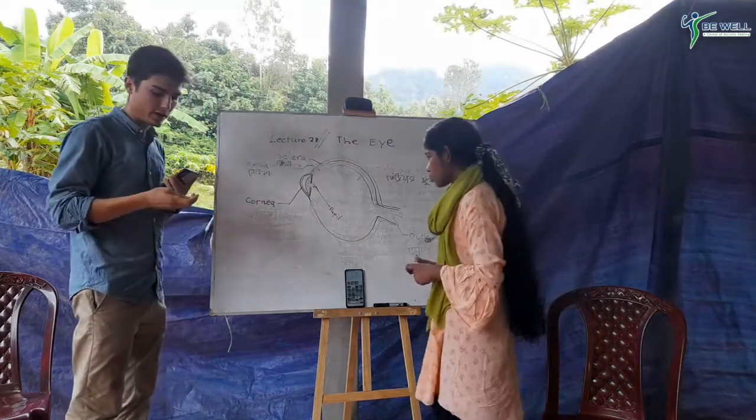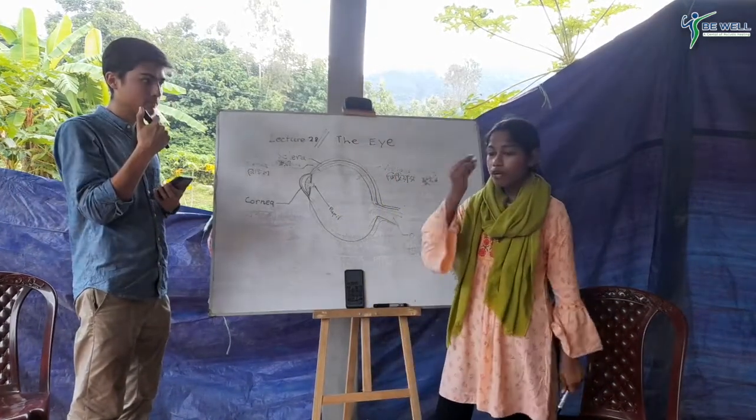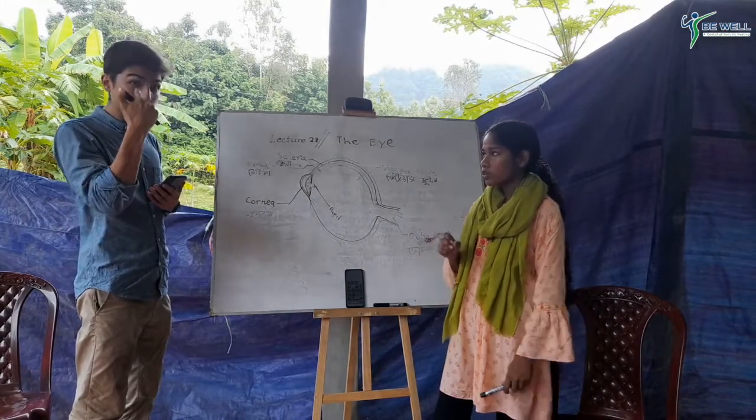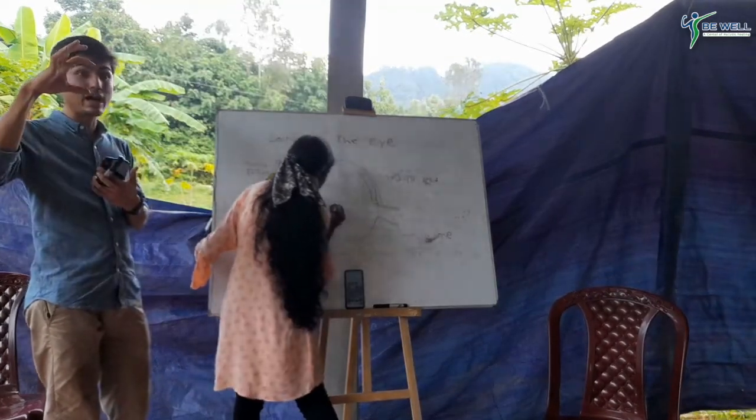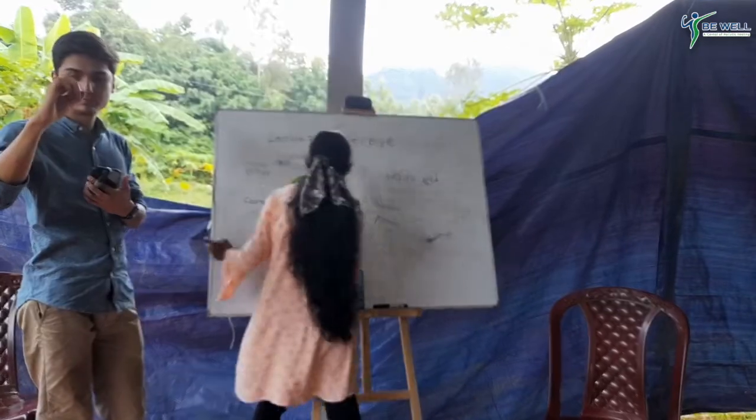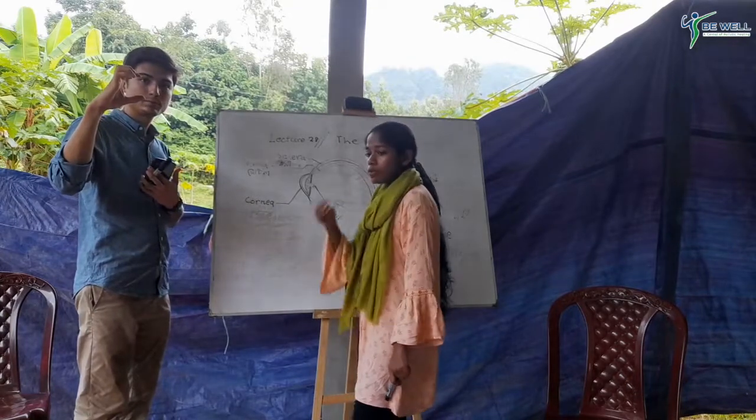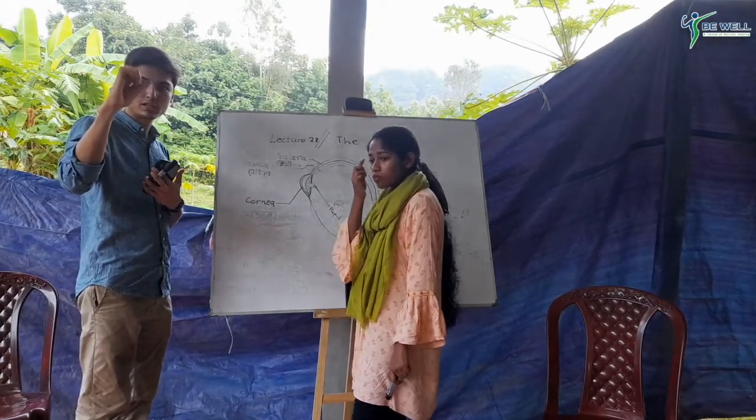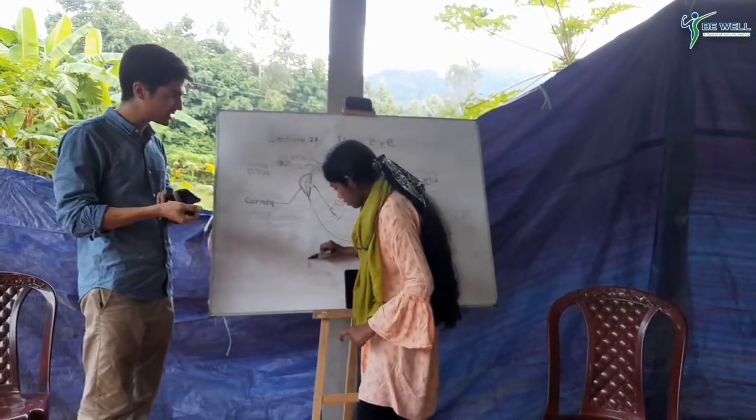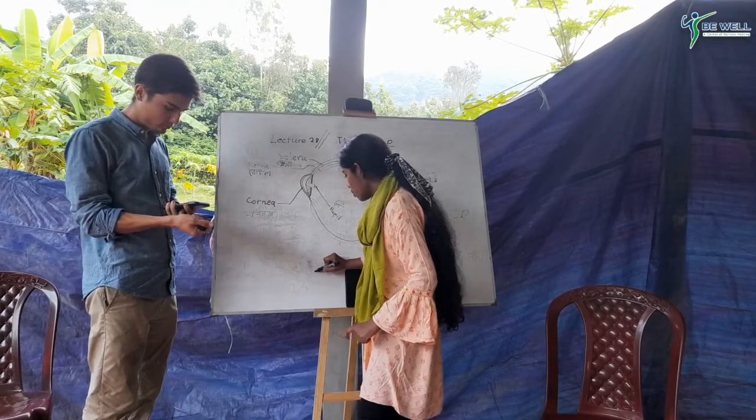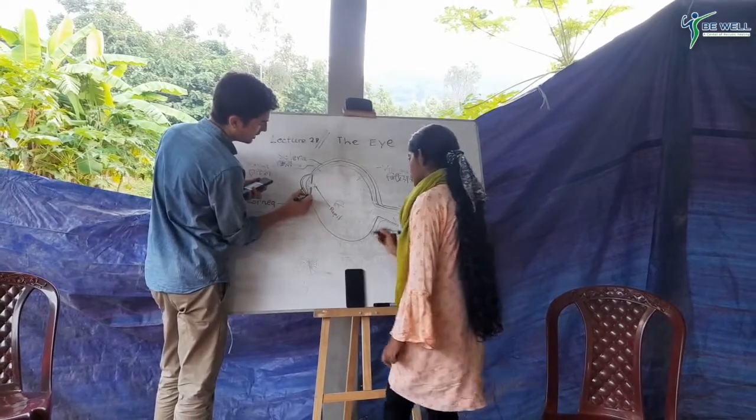That little black space you have in the center of your eye, that's where light goes in. And that's what moves. It gets bigger at night and smaller during the day. The pupil gets bigger at night and smaller during the day. And I'll show you how it does that.